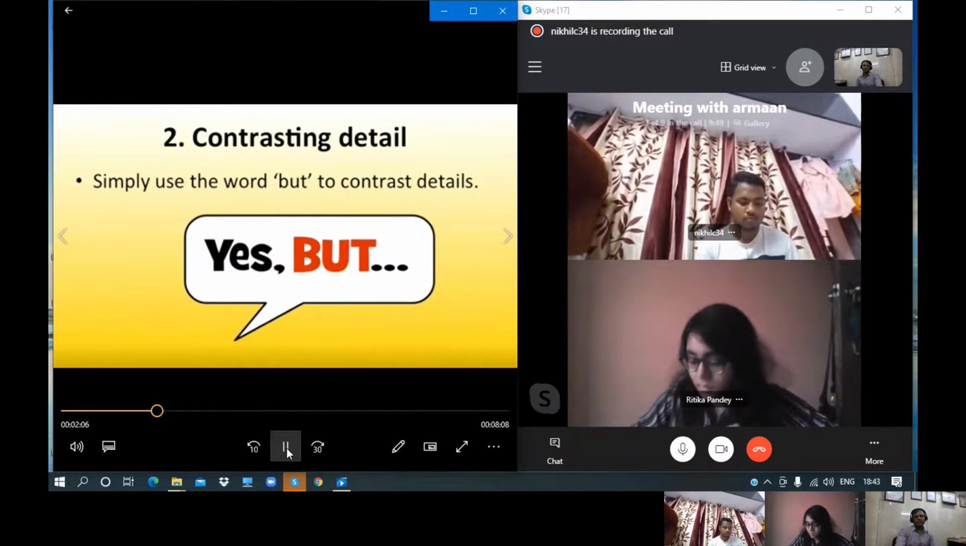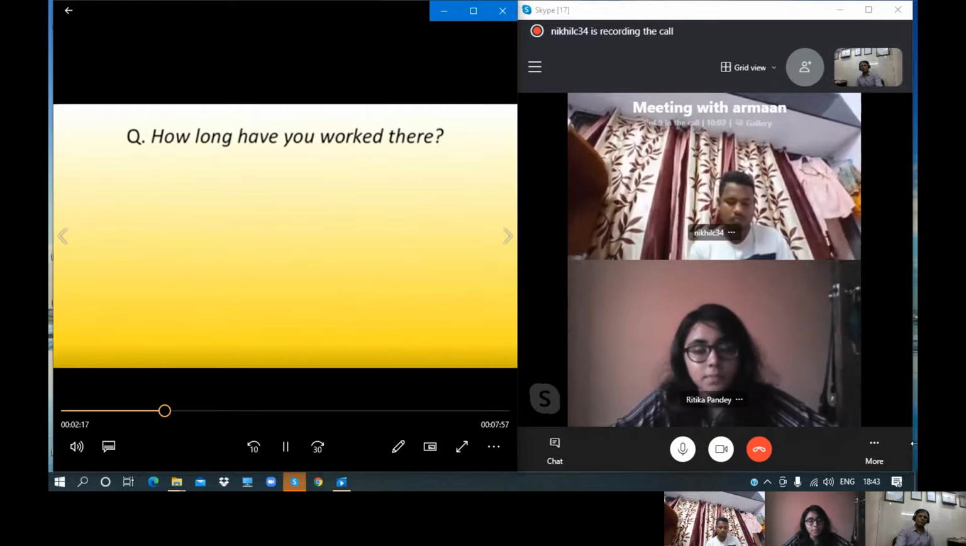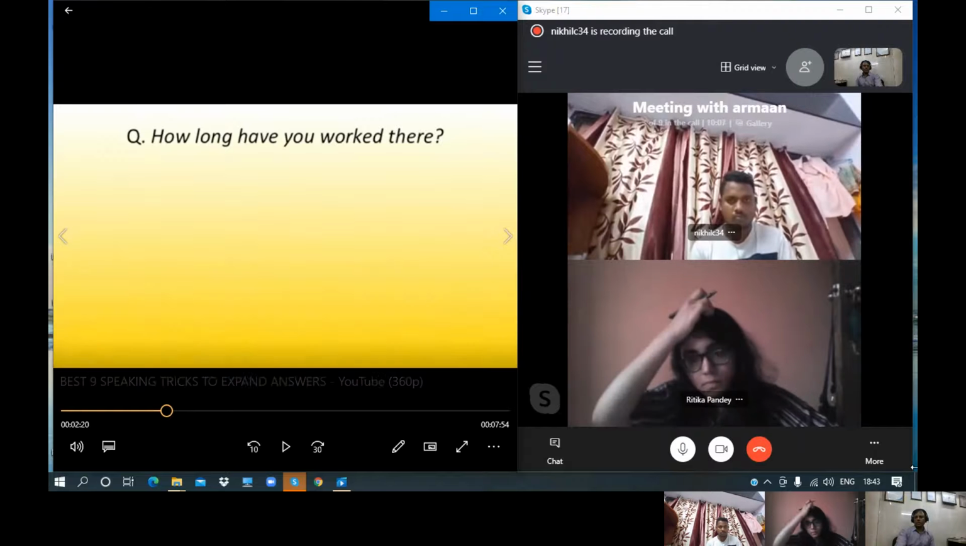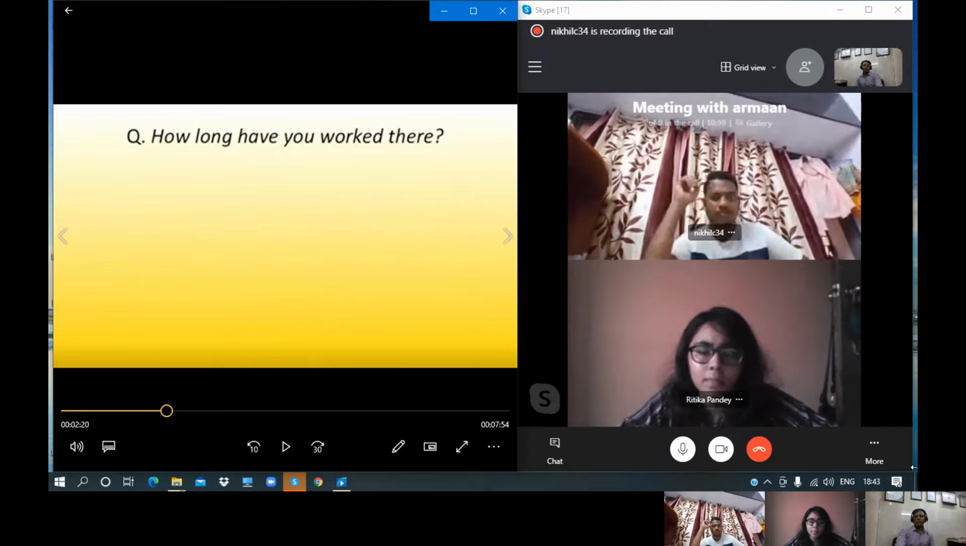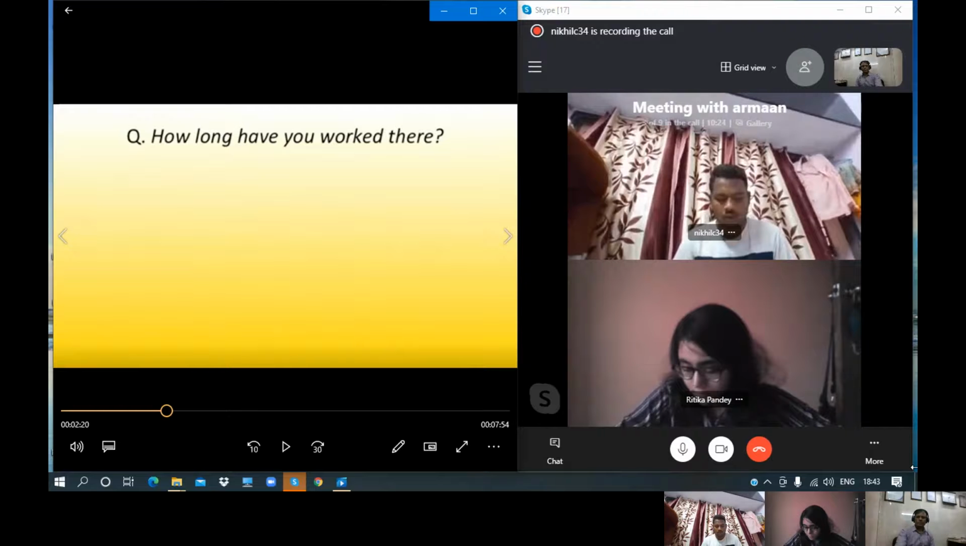It is to add a contrasting detail, and you can do this by simply using the word but to contrast details. Let's look at an example. How long have you worked here? Nikhil, if I ask you the same question, what could you answer? It was a memorable journey of 2 years with my current company, and I'm still enjoying that. It's been 2 years since I started working in this company, and I'm planning to stay here for a while.